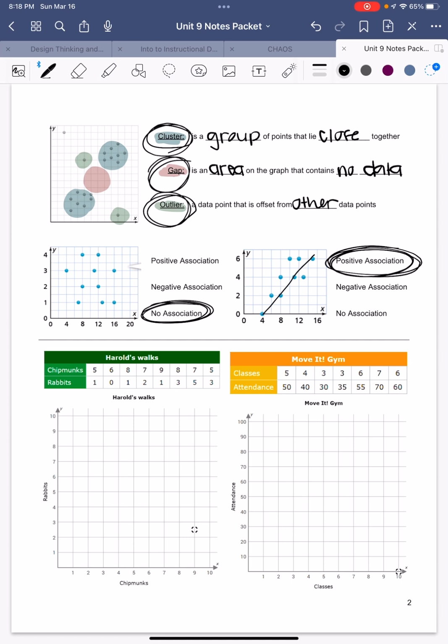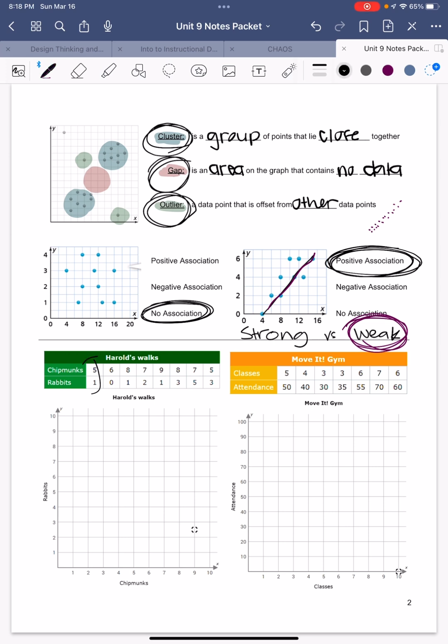And then we're going to talk about strong versus weak. This one would be a weak association because they're not super close together. A strong association would be if they're really close together as they go up. This one isn't. They're going upwards, but they're not very close together. So it's weak. All right, below it, let's practice plotting these points.